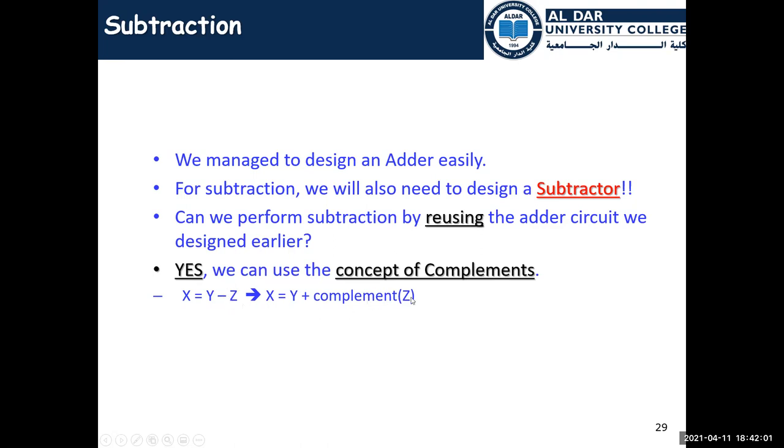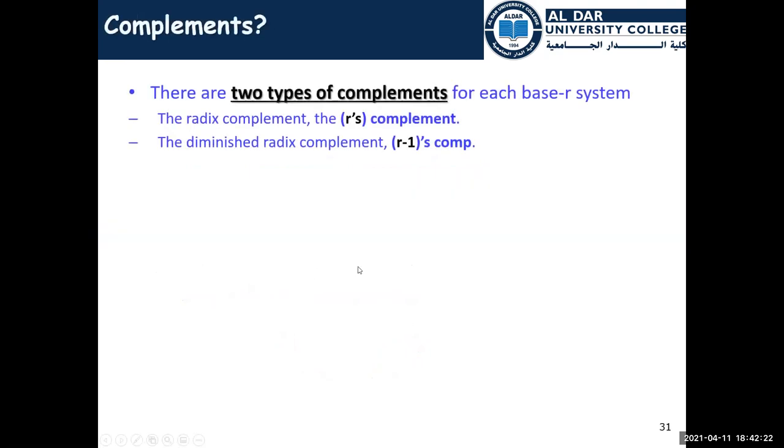The Z, so we complement Z to have the addition between Y and the complement of Z, which is the same as subtraction. It's like, okay, we are not able to make a subtractor, but we can use an adder to make a subtractor. We can use addition to make a subtractor. So the concept of addition and subtraction via complements: if you need to subtract two numbers, you can use the complement to convert the subtraction into addition, to make it easier for the circuit to subtract two numbers using the addition circuit.